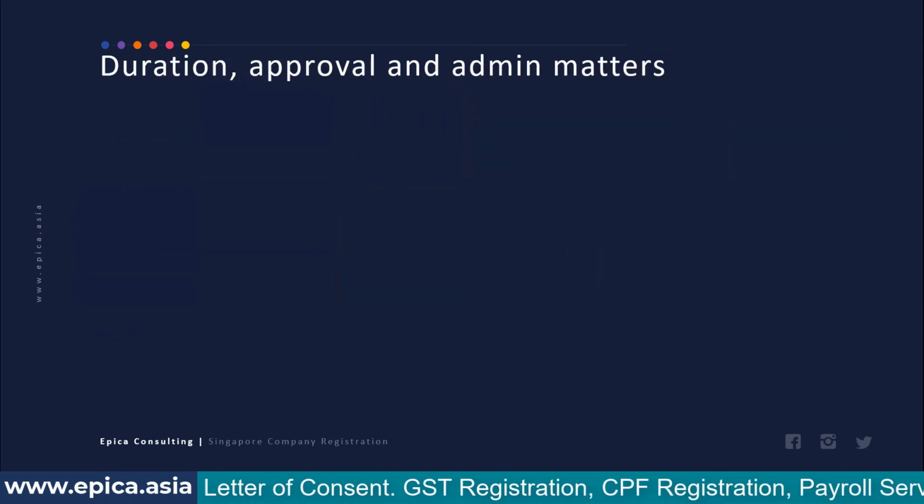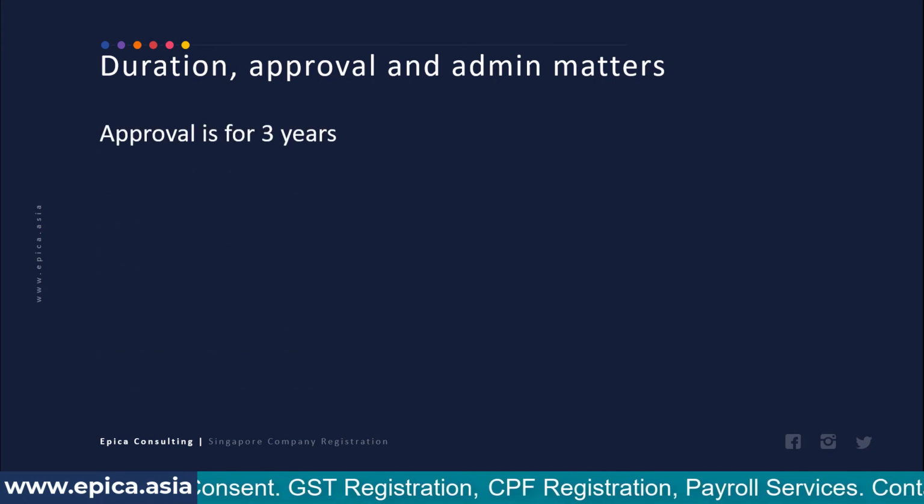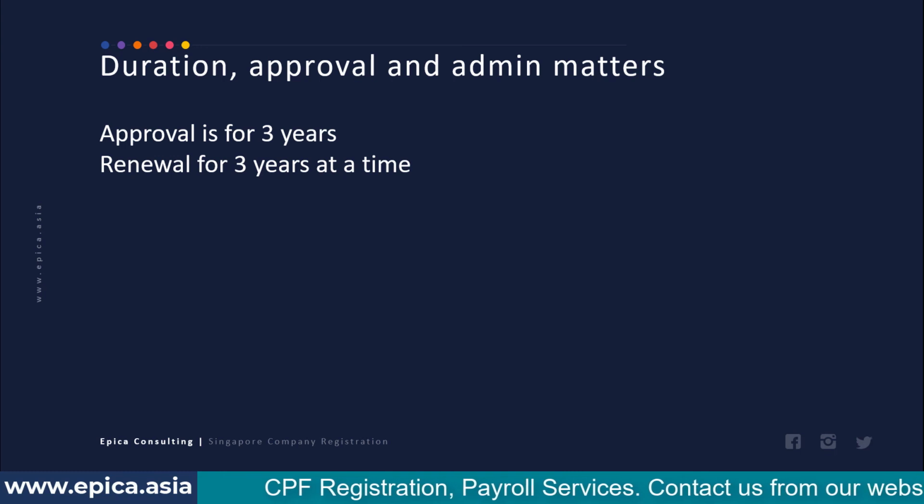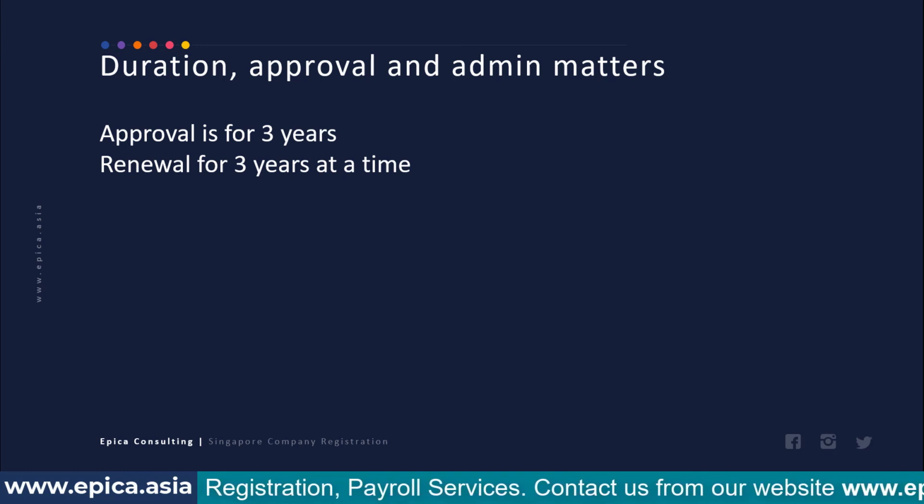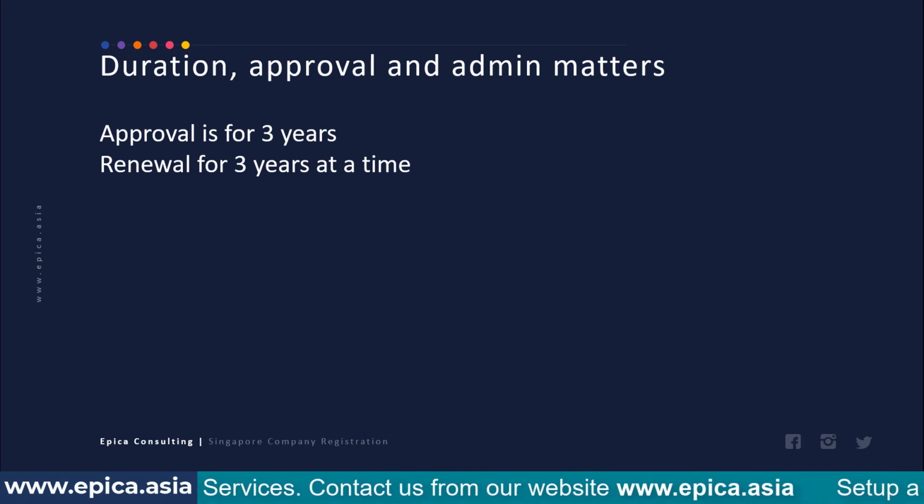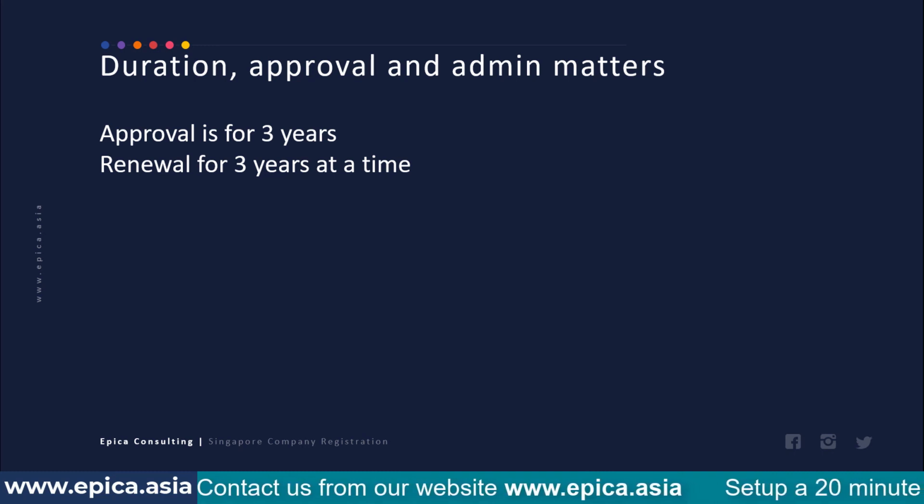Now comes some admin matters. Approval is generally for 3 years and it can be renewed for 3 years at a time. The cost of applying for the license is 400 Singapore dollars. The cost of appointing every employee or KH is approximately 160 Singapore dollars.